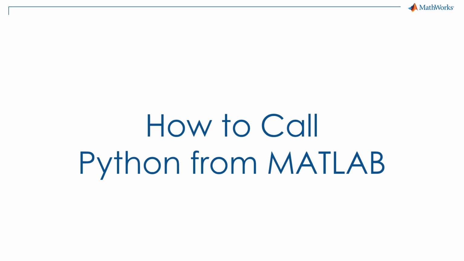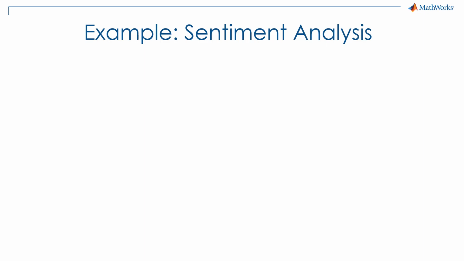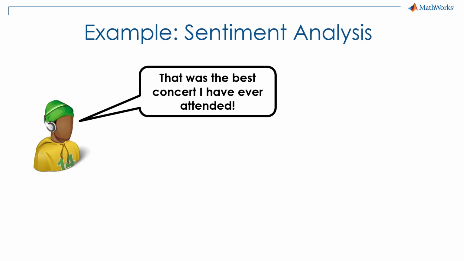In this video, you will learn how to call Python code from MATLAB. To do this, we will use a sentiment analysis example. Suppose a person says this was the best concert they ever attended. A sentiment analysis algorithm will look at this text and output what it thinks is the intent or the sentiment of the person. In this case, it should predict that this is a positive statement.